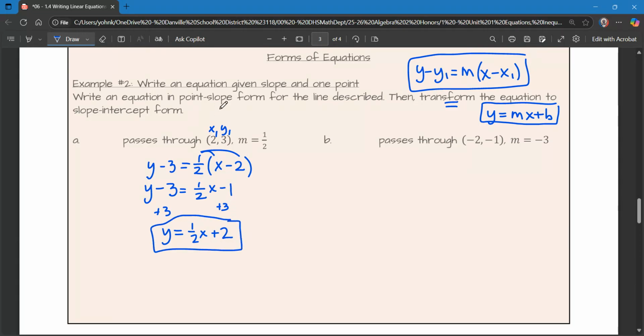So we have taken a situation where we know the point and the slope, and we have substituted it into point-slope form and transformed it into slope-intercept form.